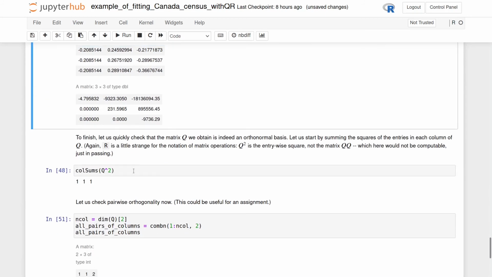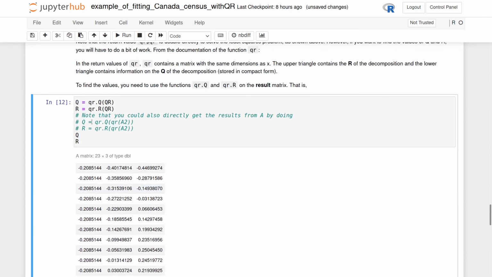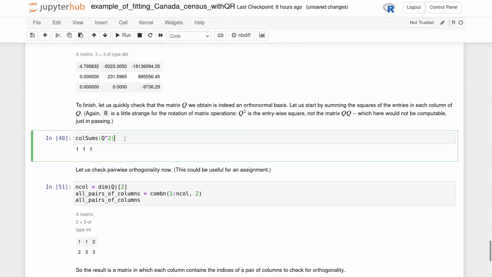Just to check, that matrix Q, I've stored the names as Q and R, okay? For that matrix Q, I want my columns to form an orthonormal set. They are going to form an orthonormal set if their norm is equal to 1 each, and if they're pairwise orthogonal. So let's check this. And I'll point out that there's a problem in assignment 3 that could use some of what I'm going to do in the next line.